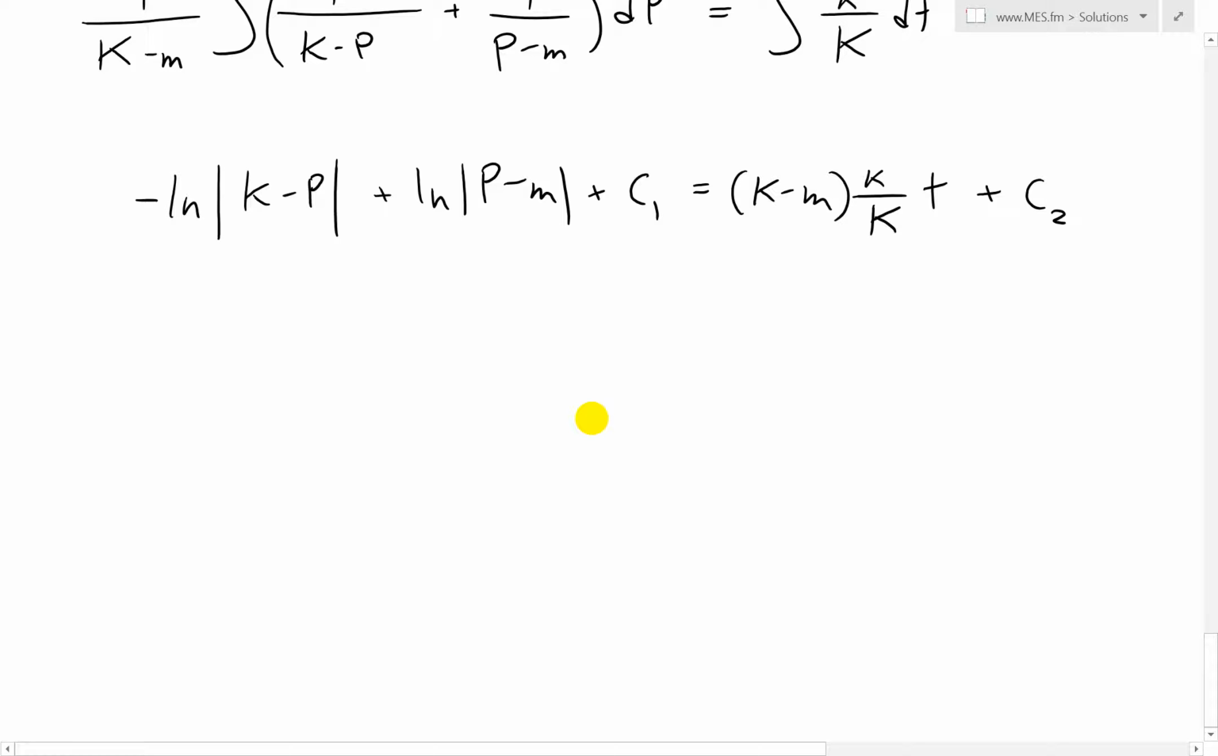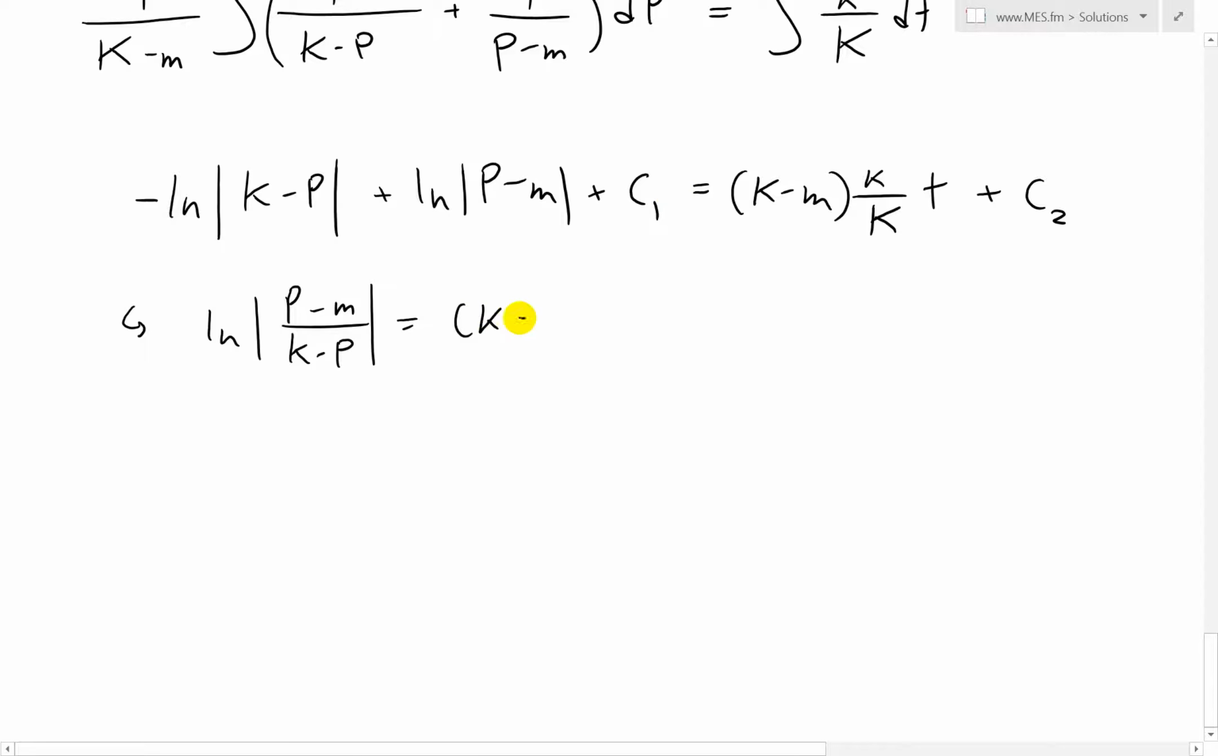So now what we end up having is this, and recall in my earlier videos I went over logarithmic properties. You can combine these; actually, this is a subtraction, so I'll do this on the side. When you're subtracting logarithmic functions like this, what you end up having is a division within the logarithm. So this can be simplified as basically ln of p minus m, and now you're dividing by k minus p. So if you're subtracting, you're dividing. So this is going to be k minus p, like that. And then I'm going to move the c1 onto the other side and simplify it.